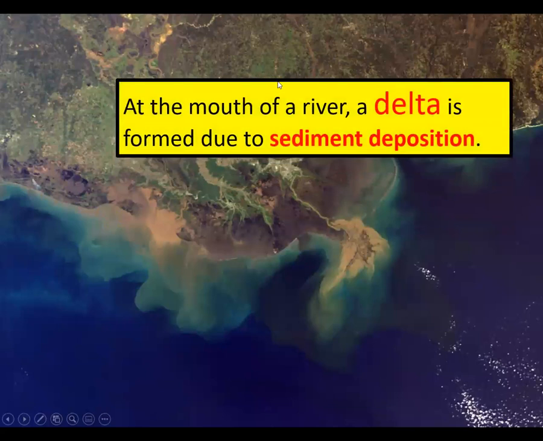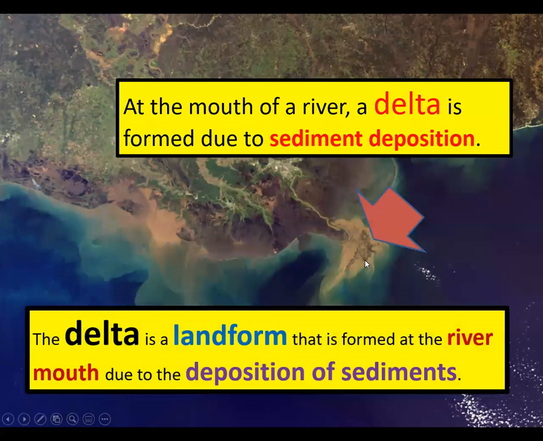And here is the Mississippi River, and then this is the Gulf of Mexico. And you'll see the delta being formed in the Gulf of Mexico right here. Okay? The delta is a landform that is formed at the river mouth due to deposition of sediments.